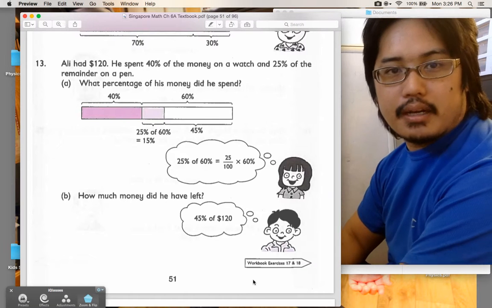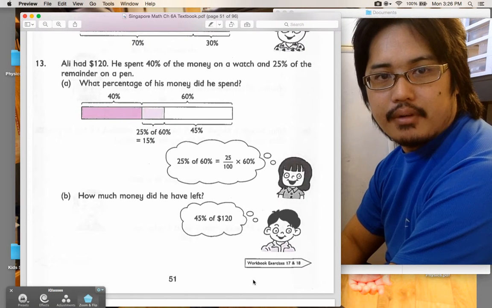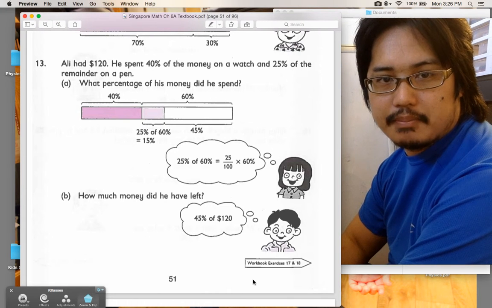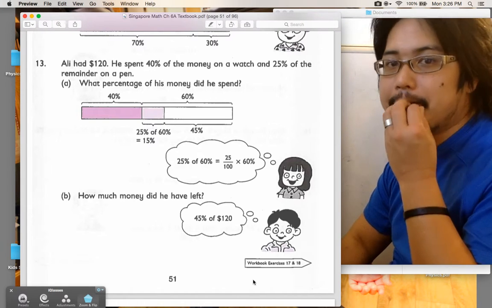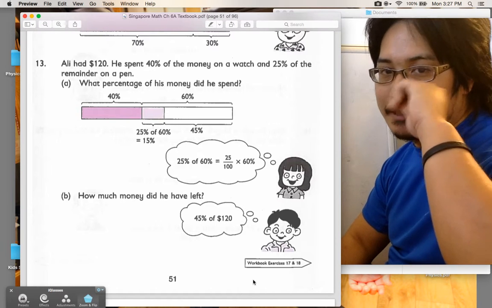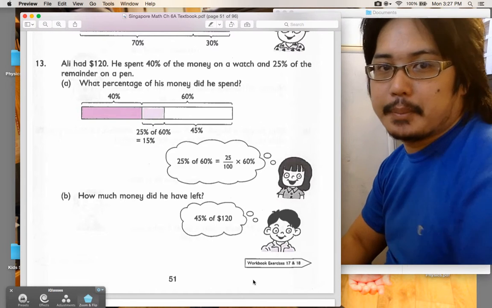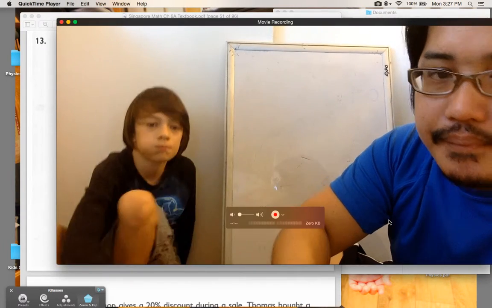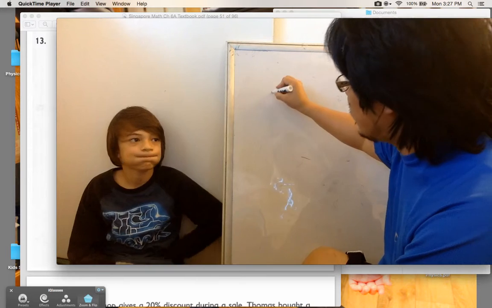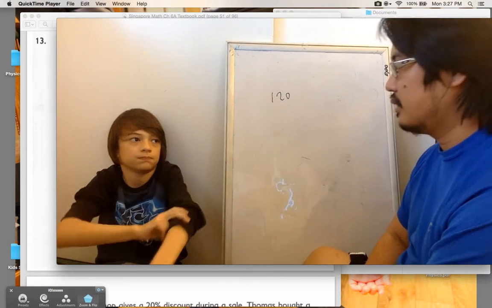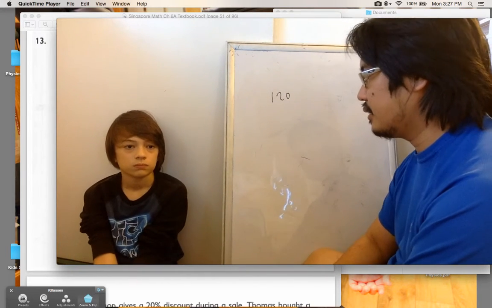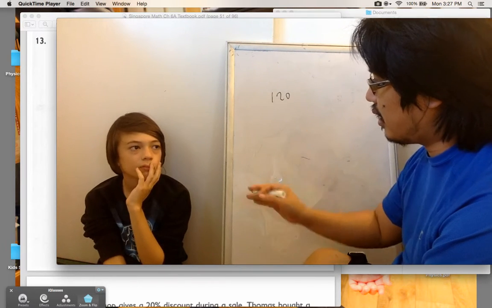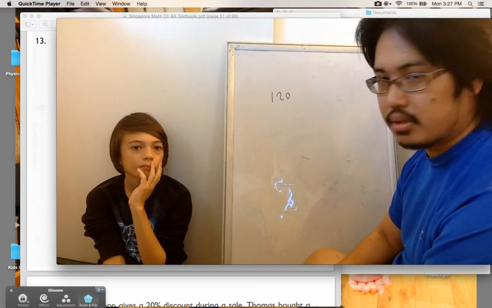Ali had $120. He spent 40% of his money on a watch and 25% of the remainder on a pen. Okay, I got it. This one's a little bit tougher. Let's do this one slowly. All right. Got 120 bucks. He spent 40% on a watch.